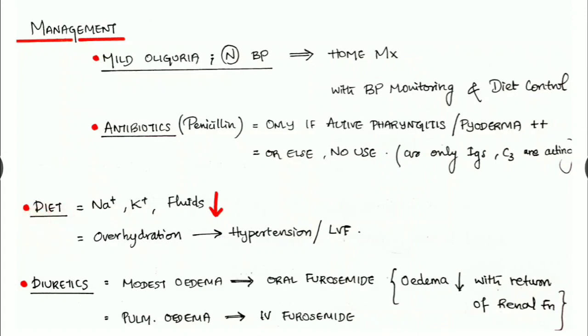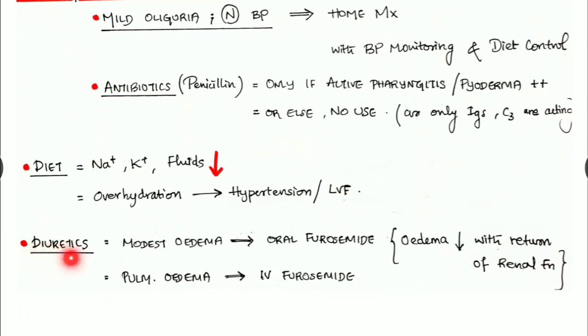Regarding the diet, we have to reduce the sodium, potassium and fluid intake. Overhydration may lead to hypertension or even left ventricular failure. Next, we have to give diuretics. In case of moderate edema, oral furosemide can be given, and this edema decreases with the return of renal function. If there is severe pulmonary edema, then we have to give IV furosemide.